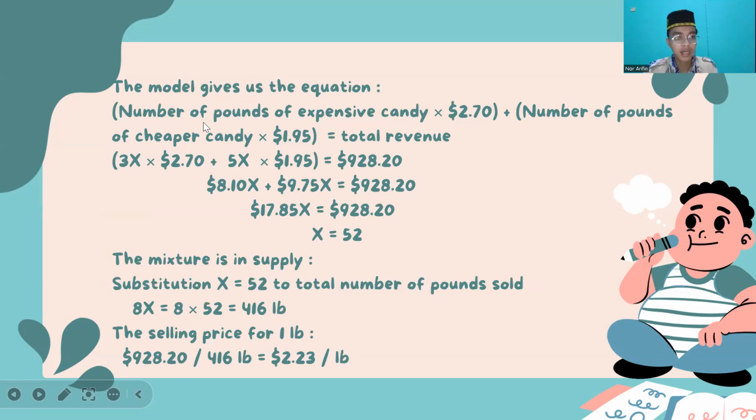The model gives you the equation: (number of pounds of expensive candy times $2.70) plus (number of pounds of cheaper candy times $1.795) is the total revenue. So we have X is 52. So the mixture is in supply. Substituting X is 52 into the total number of pounds sold, 8X is 8 times 52, which is 416 lb.